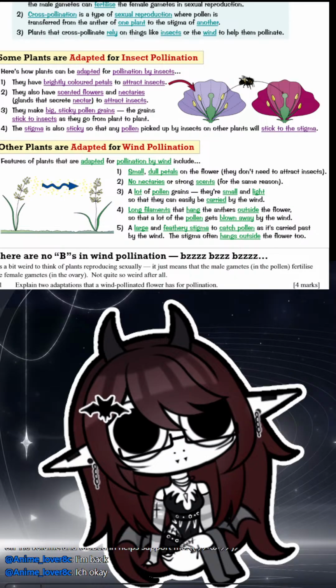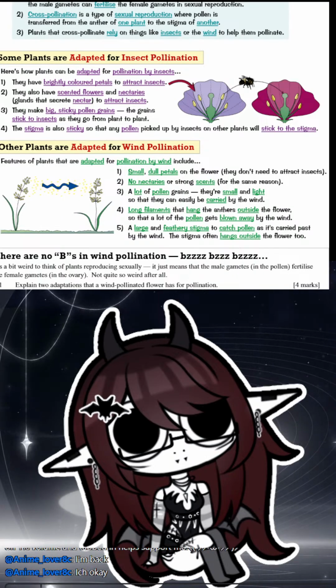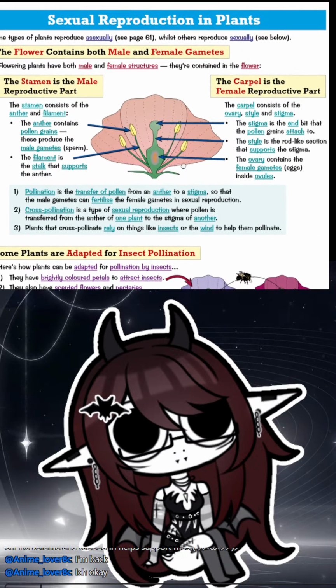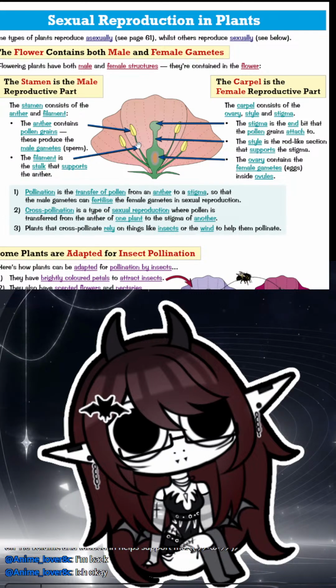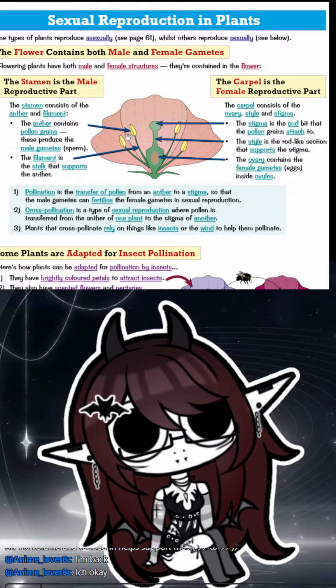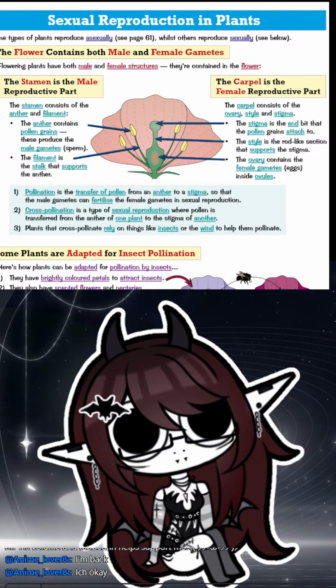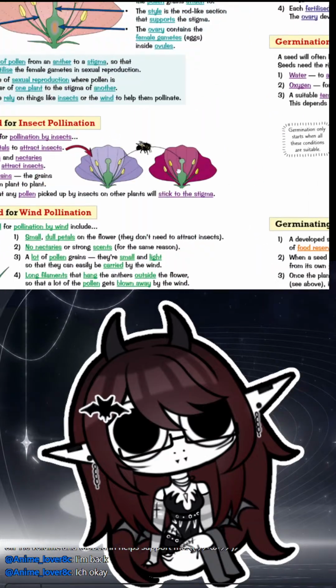A large and feathery stigma to catch pollen as it's carried past by the wind. The stigma often hangs outside the flower too. Now let's look back to this diagram. For wind ones, these filaments will be super long, along with the pollen grain, the anthers at the very end, so the wind can catch them more easily. Along with the stigma. The stigma is often also outside, so it can catch pollen grains from other things.